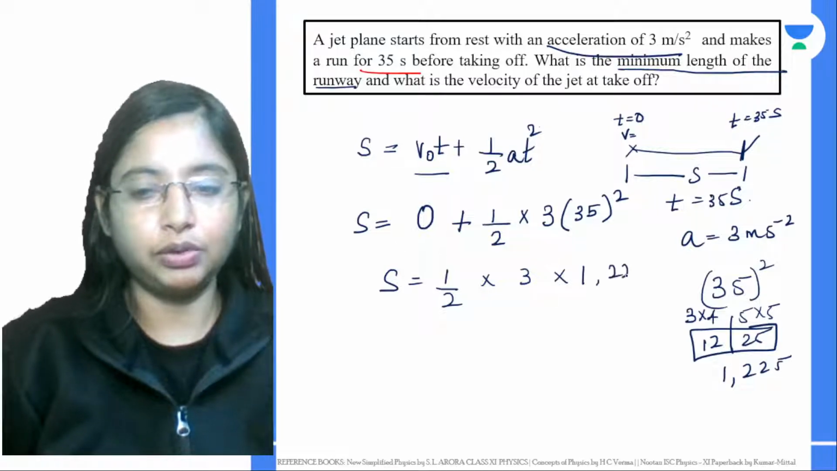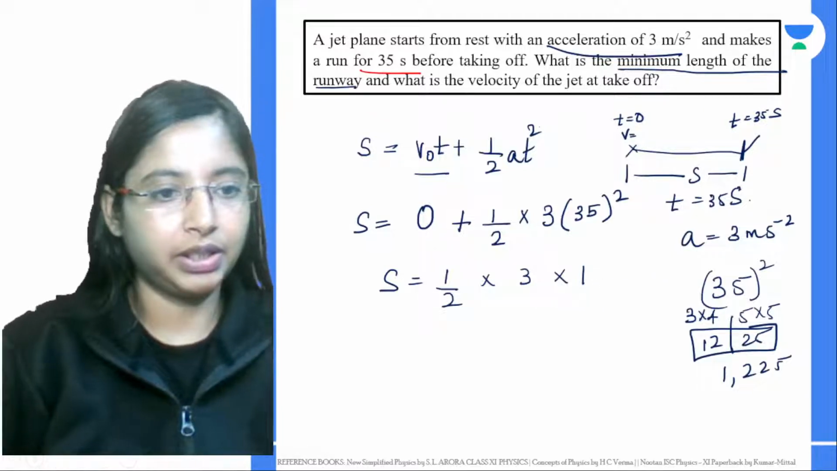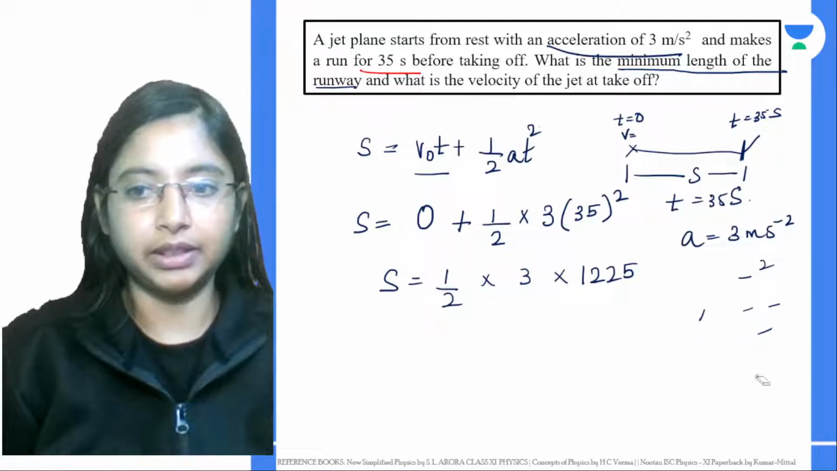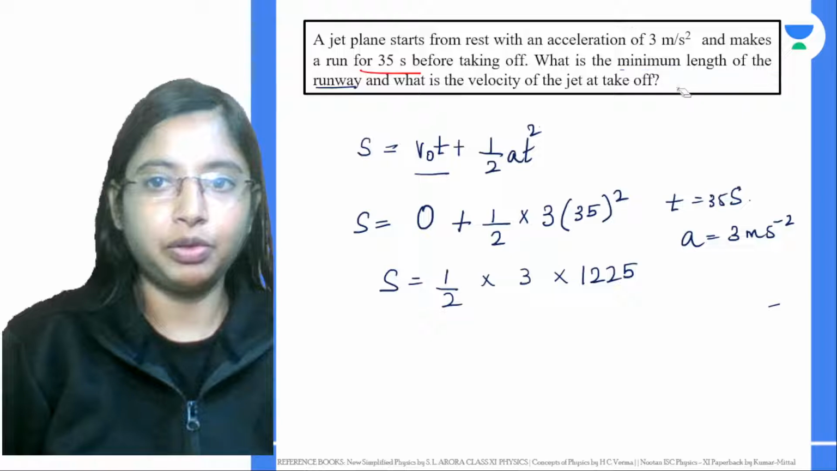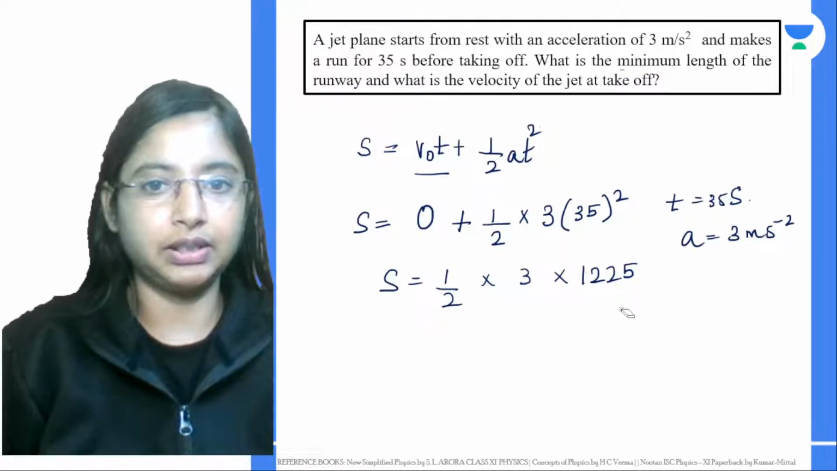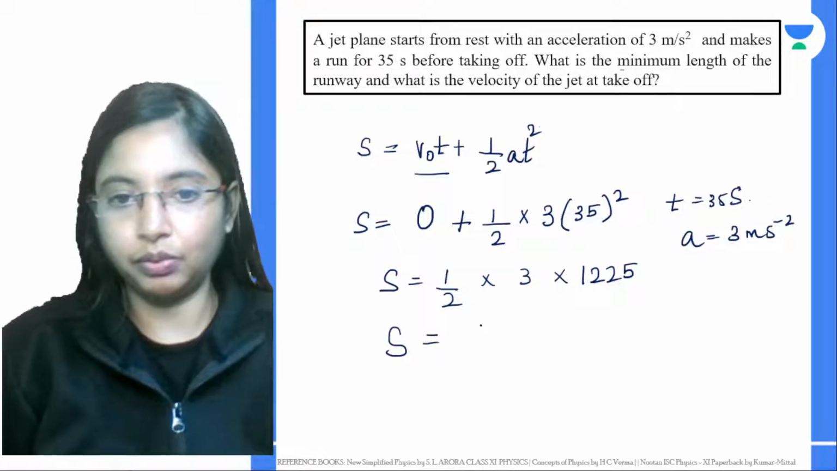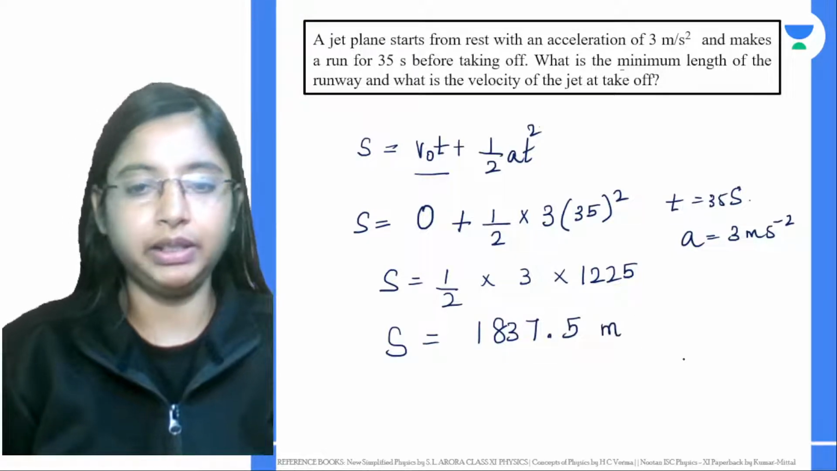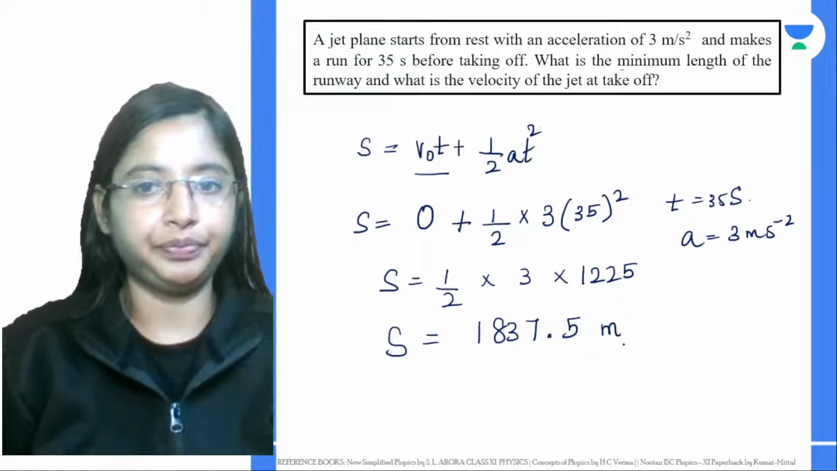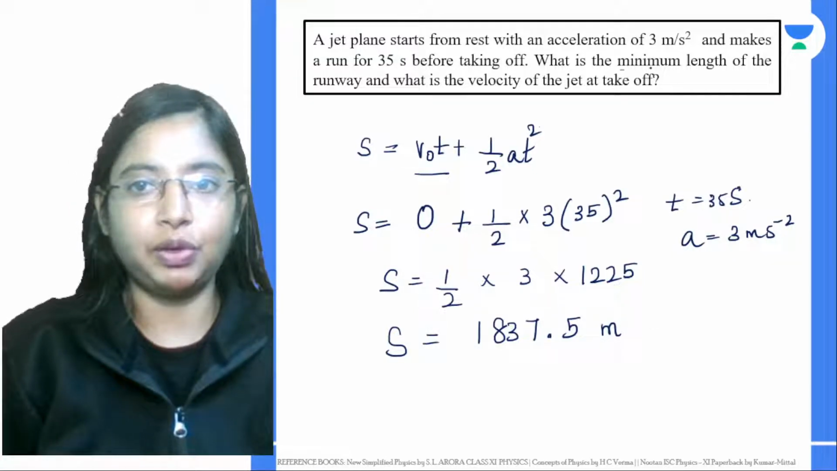So if you multiply this into 1225, what is the value you'll be getting? You can give me the answer in the chat box if you know it. So S will be equal to 1837.5 meters. That will be your value. First part is done. We found the minimum length of the runway.